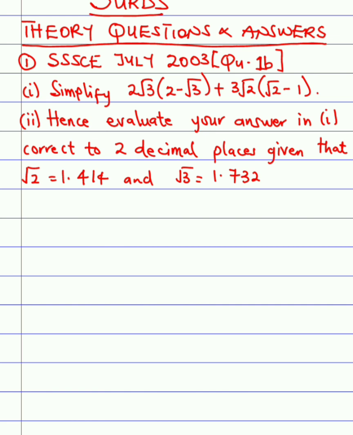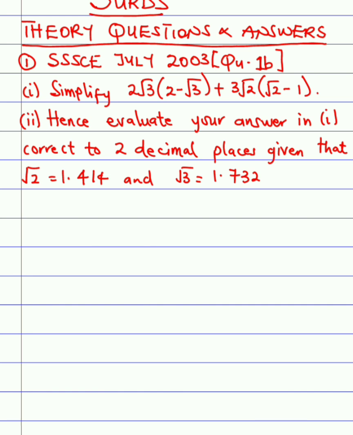So today we are still under SURDS and we are looking at a past question which came in the year 2003. The question says: simplify 2 root 3 in bracket 2 minus root 3 bracket close, plus 3 root 2 bracket open root 2 minus 1 bracket close. Now that's the first part. Part ii says: hence evaluate your answer in part i correct to 2 decimal places, given that root 2 is equal to 1.414 and root 3 is equal to 1.732.